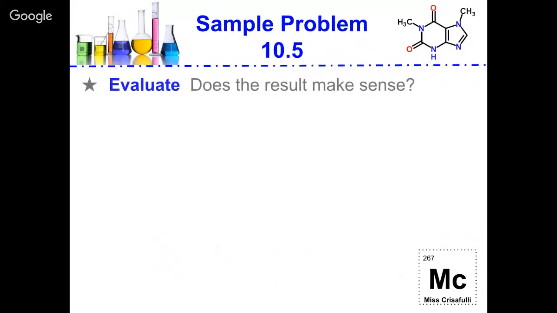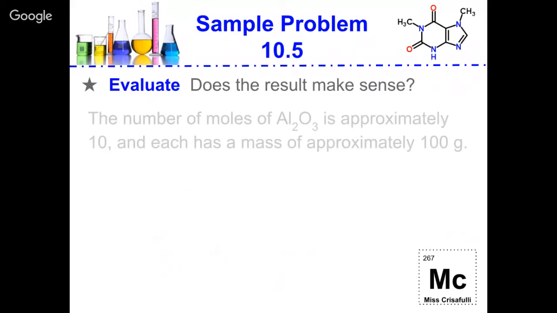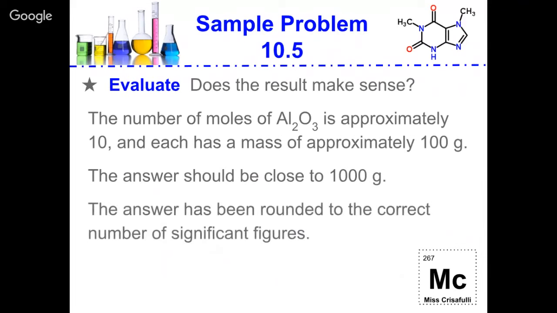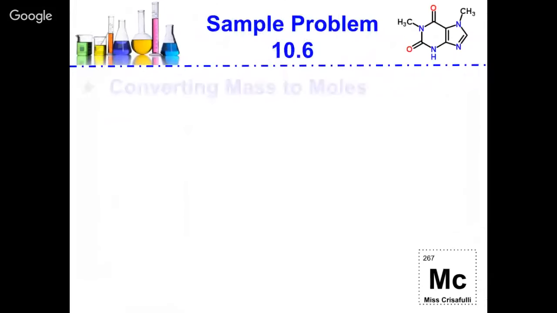So now what do we always have to do? We have to make sure that this answer makes sense because we can't just calculate things and not understand what we just calculated. So the number of moles of aluminum oxide is approximately 10, and each has a mass of approximately 100. So the answer should be close to 1,000, which it is. And the answer should be rounded to the correct number of significant figures, which in this case was 3, and it is. Let's look at another problem.